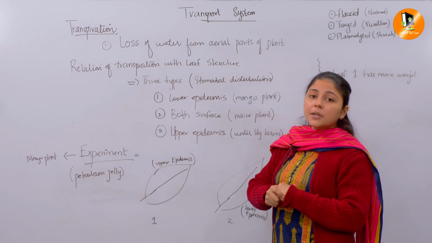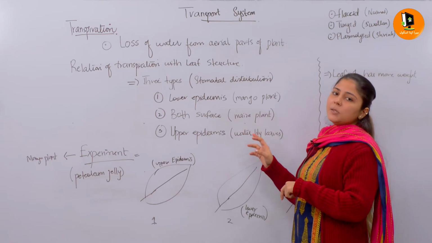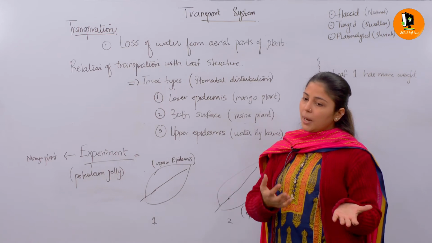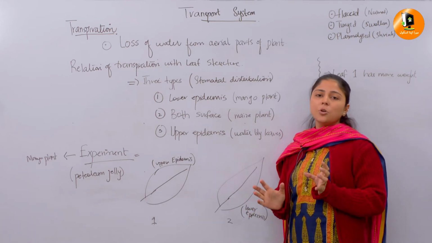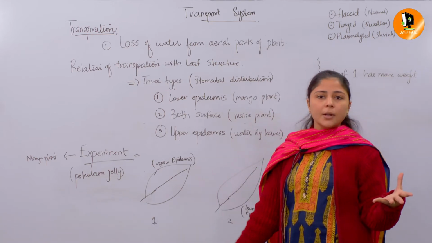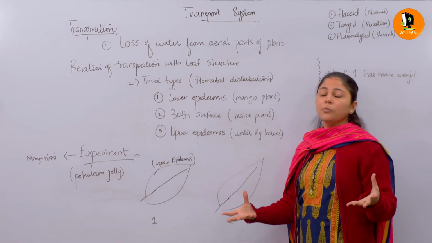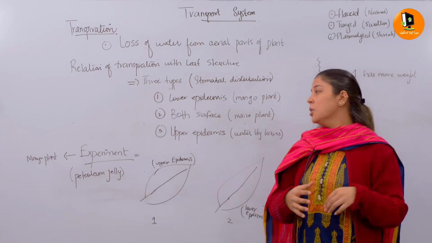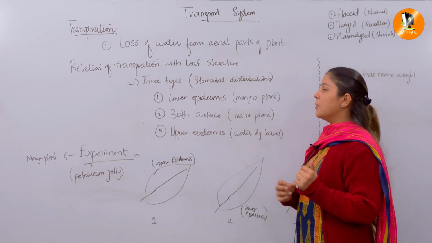But when the stomata are present on both sides of the leaves, the example is the maize plant. Maize plants have stomata on the upper epidermis as well as on the lower epidermis. If more and more stomata are there, more ventilation occurs, more water loss takes place, or you can say more transpiration takes place. The maize plant is the best example to understand this type.